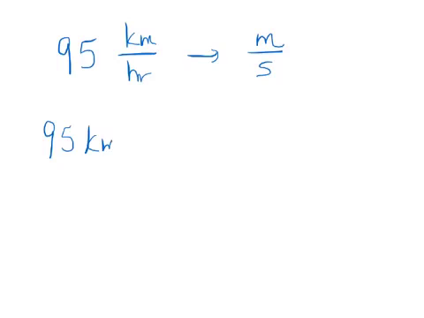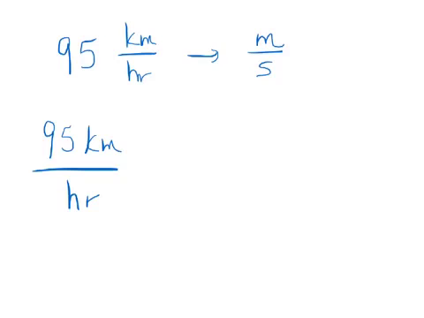95 kilometers per hour. That's how we start always. Remember, whatever your units are, write it as a fraction. After that, we have to think about the fact that we need to go from kilometers to meters, and we also have to go from hours all the way to seconds. So we have options here. Chaz, give me your starting point for this one.